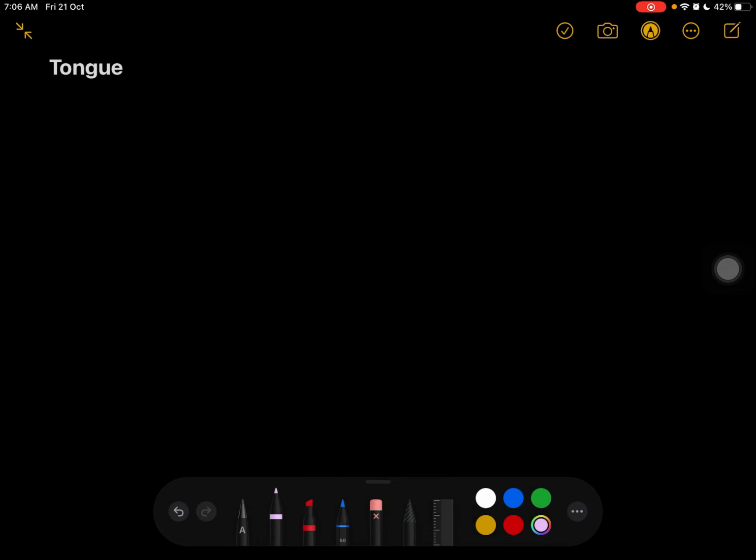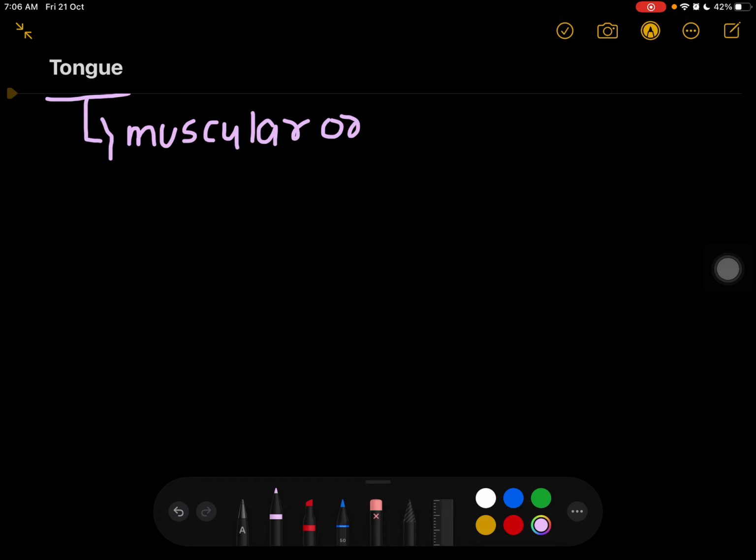So today we will talk about the tongue. What is the tongue? Basically, the tongue is a muscular organ. In my previous video I talked about the buccal cavity, and we went through its detailed structure. So now we will talk about the tongue.